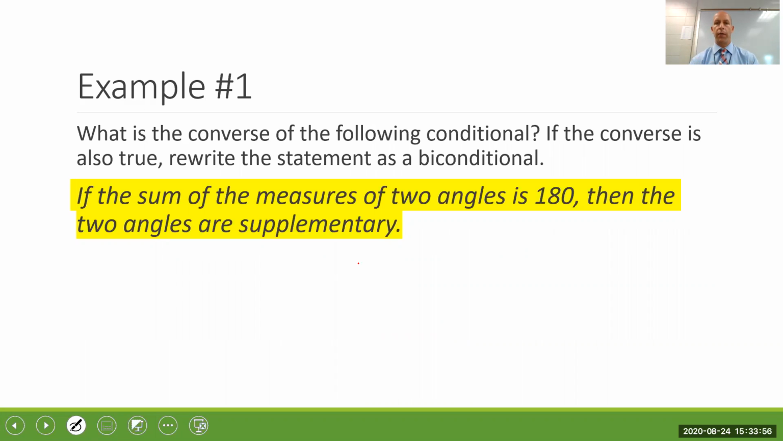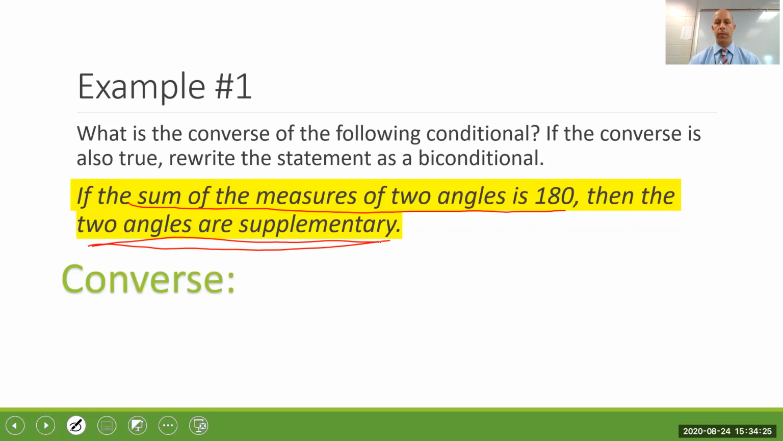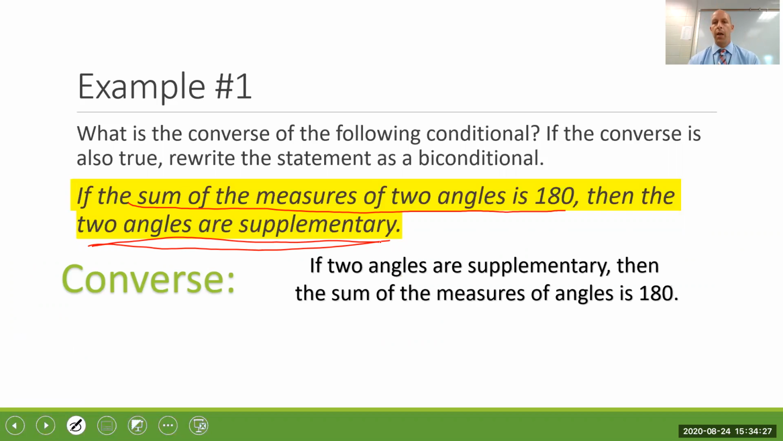So what I'm going to do is we're going to start off here with a conditional statement, highlighted in yellow. If the sum of the measures of two angles is 180, then the two angles are supplementary. Now recall, this first piece is called the hypothesis of this conditional, and this second part is called the conclusion. So if we're going to write the converse, we need to take that P and Q and switch their order. So the converse would be, if two angles are supplementary, then the sum of their measures is 180.